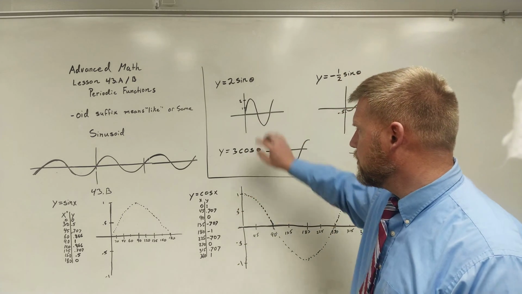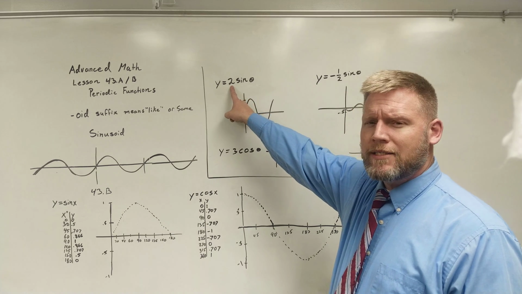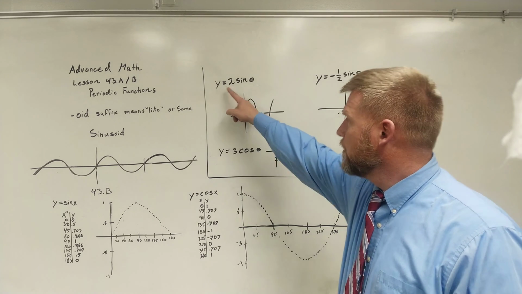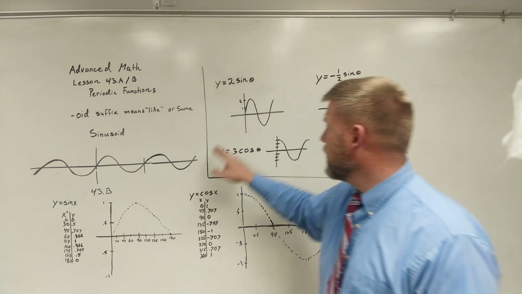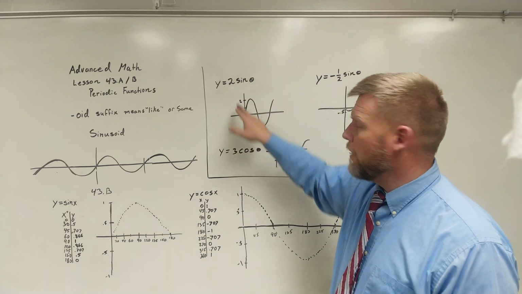And so this amplitude means it's going to be twice the amplitude of the normal sine function. So instead of going from negative 1 to positive 1, it goes from positive 2 to negative 2, back and forth.